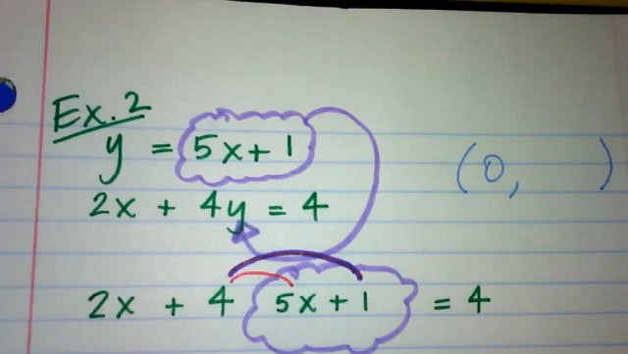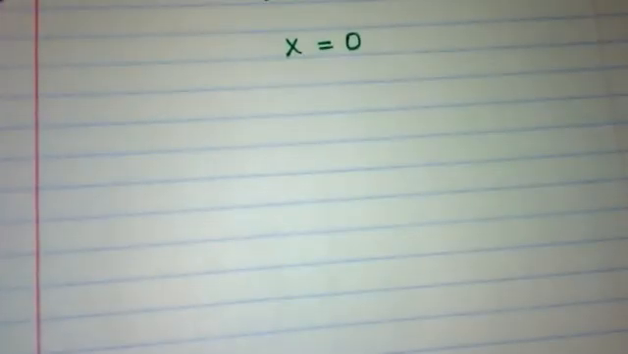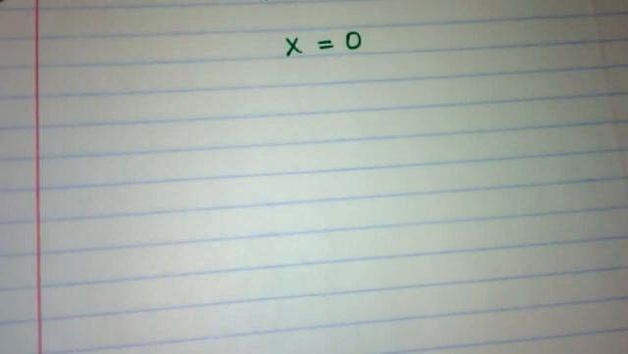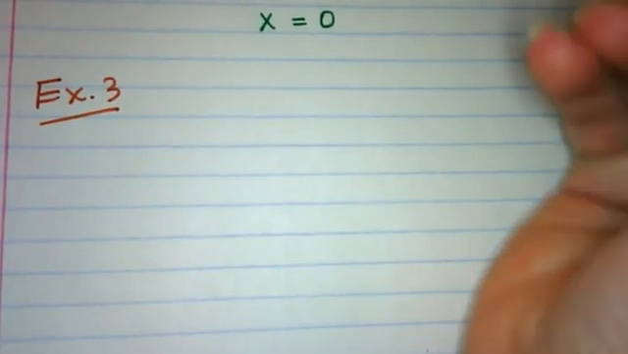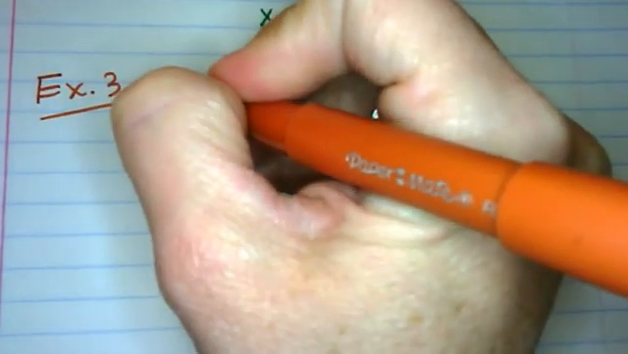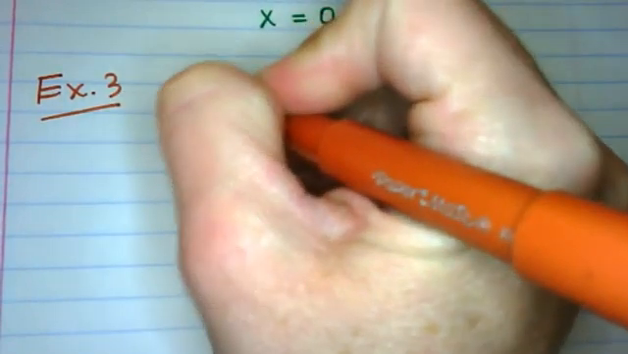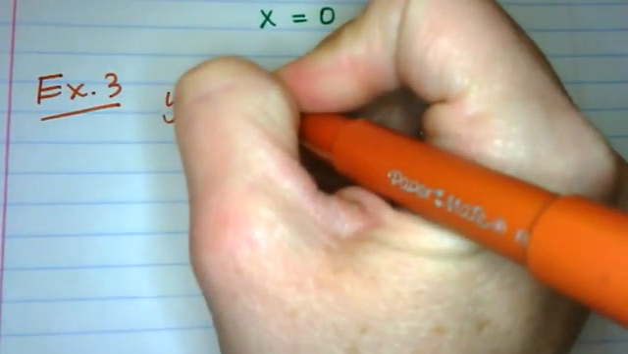All right, let's try another one. This is example 3. For this problem, we'll do y minus 2x equals 1. And we can do y minus 2x equals negative 3.